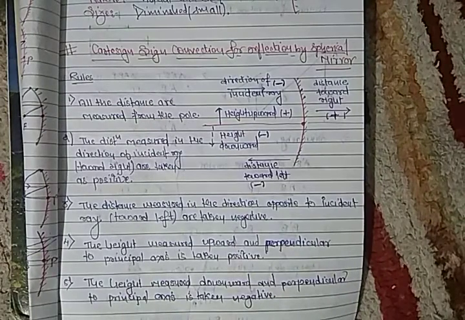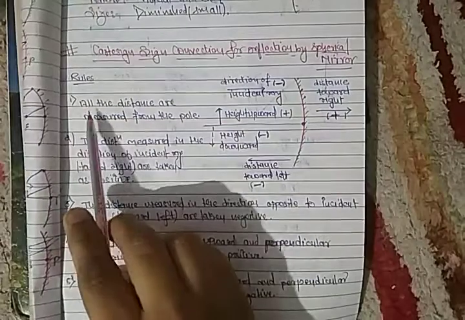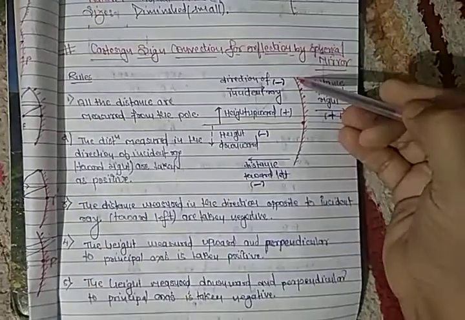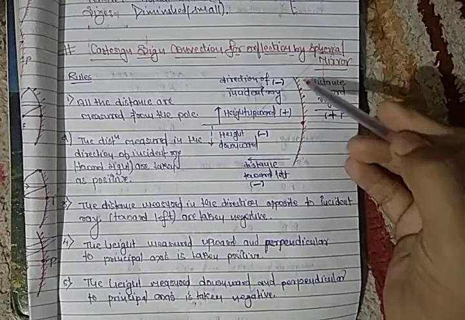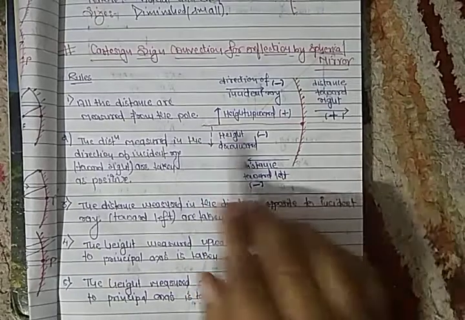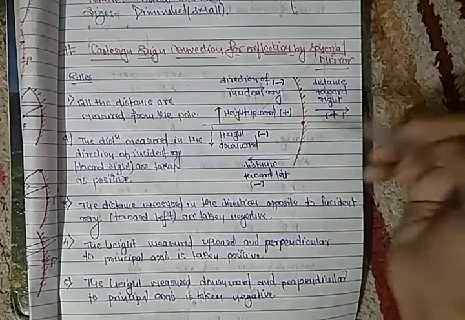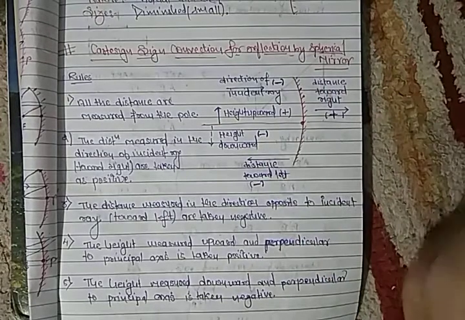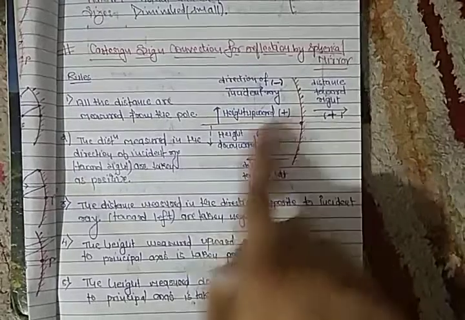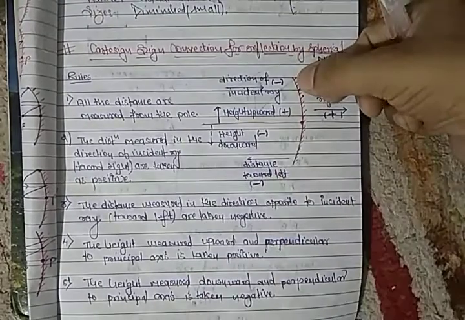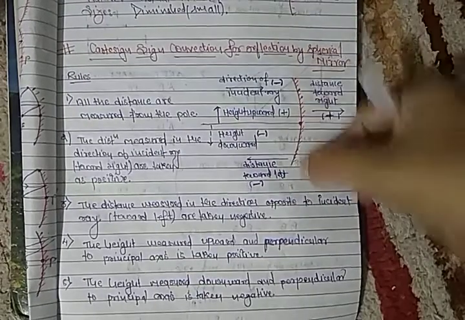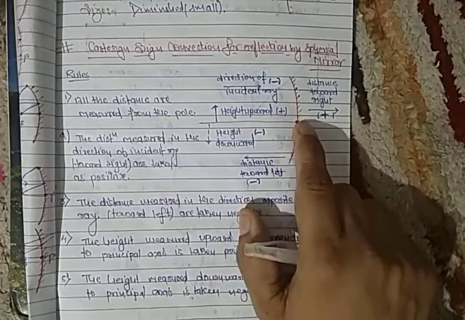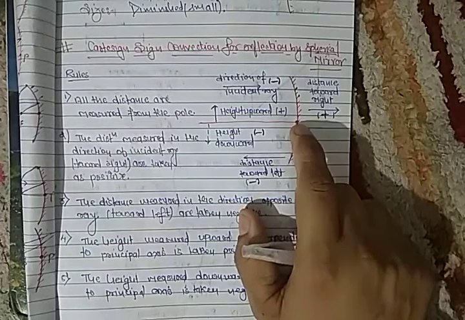So I am just starting with the very first one. What is the very first one? All the distances are measured from the pole. Suppose students, this is a spherical mirror. Which kind of mirror? This is a concave mirror. This is our principal axis. So see, we are just considering the whole thing as a Cartesian sign. Suppose this is our origin, this is our x-axis. We are assuming a straight line, that is the y-axis. Okay, so what is this?